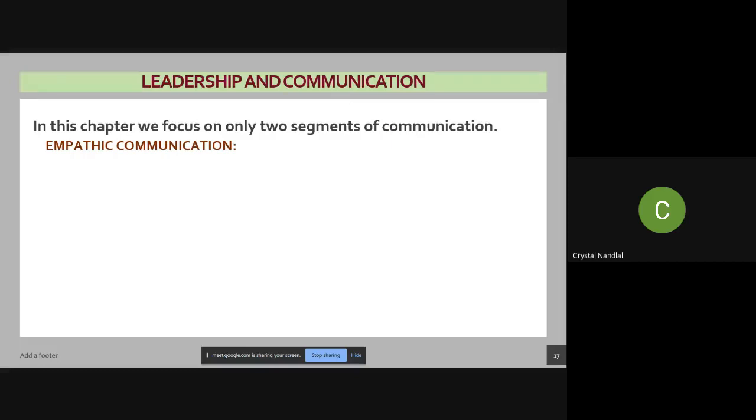In this chapter, we focus on only two segments of communication. So, this will be empathic communication, right? This is where we must take into consideration what we do, how we do it, and how it impacts others. So, we must have awareness. We need to be able to be considerate to others, to have empathic communication.